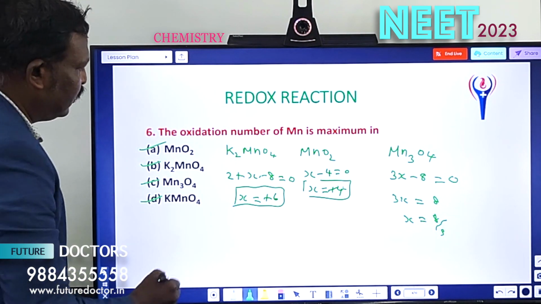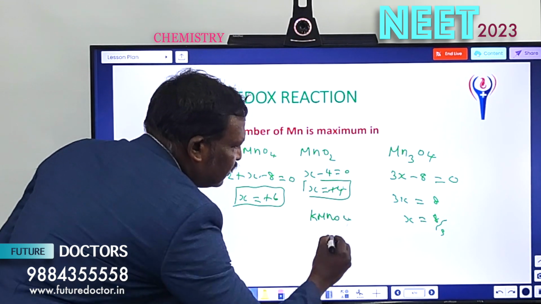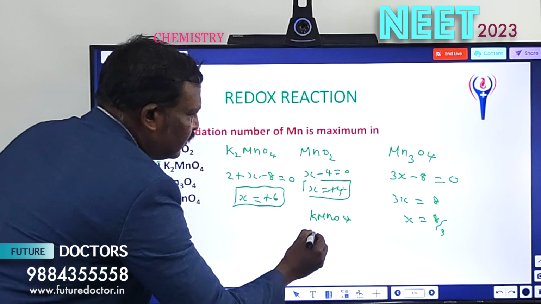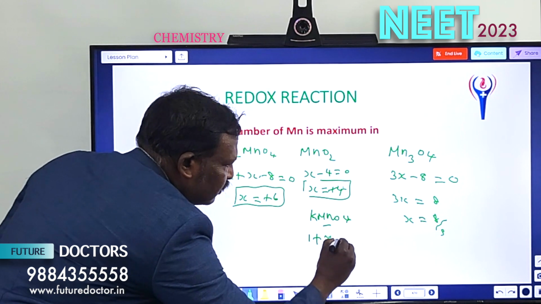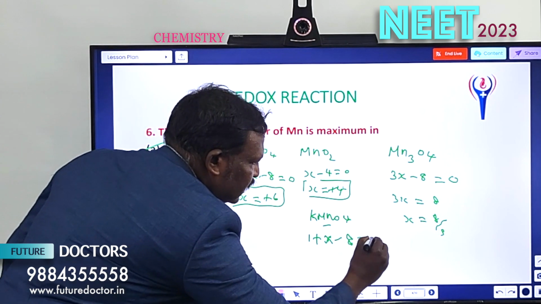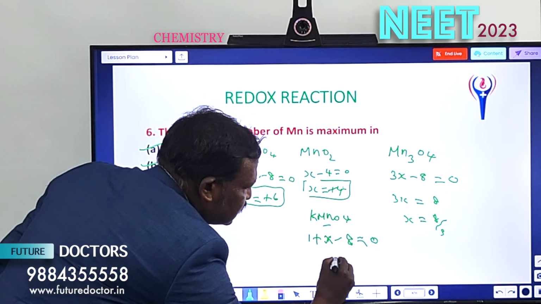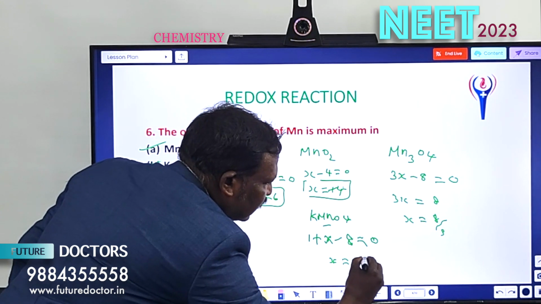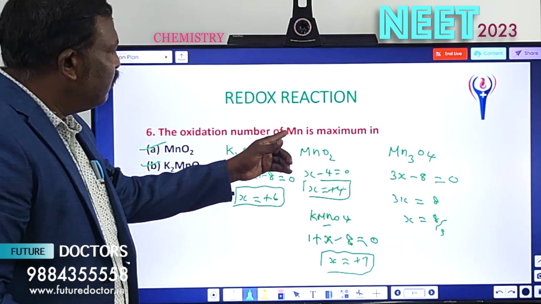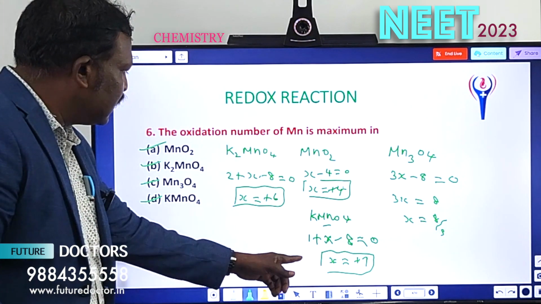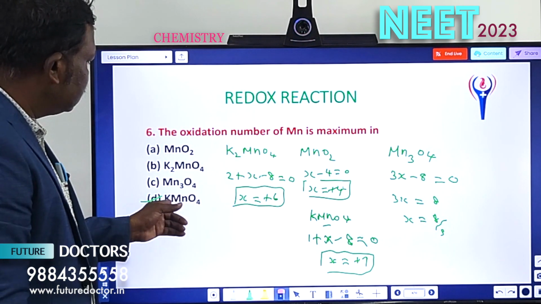Last one, KMnO4. I think this is the answer. Sorry, 1 plus x minus 8 equal to 0. Understood? So x is equal to plus 7. Are you following? See the question: the oxidation number of manganese is maximum in this compound only. So the answer is this, the last option is the correct one.